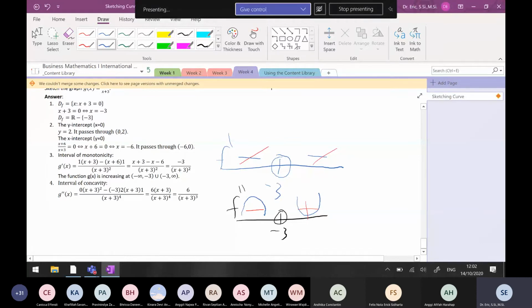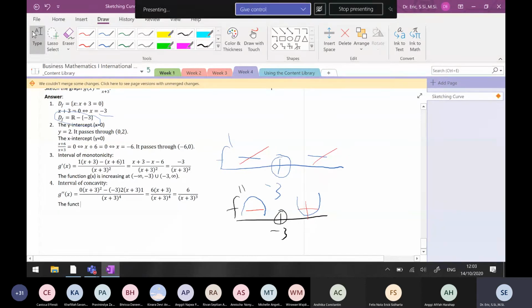It changes concavity, yes, but minus 3 is not defined. So minus 3 is not an inflection point, because minus 3 is not in the domain. Be very careful. Okay? So I can conclude here.